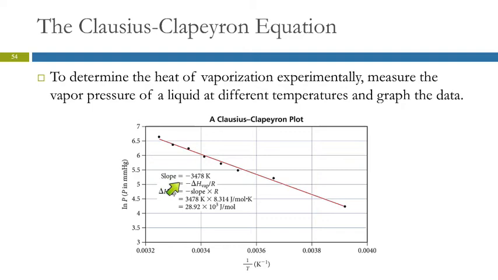Here we've determined that the slope is negative 3478 Kelvin, and that's equal to negative delta H over R. If we know what R is, then we can solve and find out that the delta H is 28.92 times 10 to the third joules per mole. Any questions about that? We're going to use the form of the gas constant that has joules per mole Kelvin as the unit, so it's the 8.314 instead of the one we used for the gas laws.